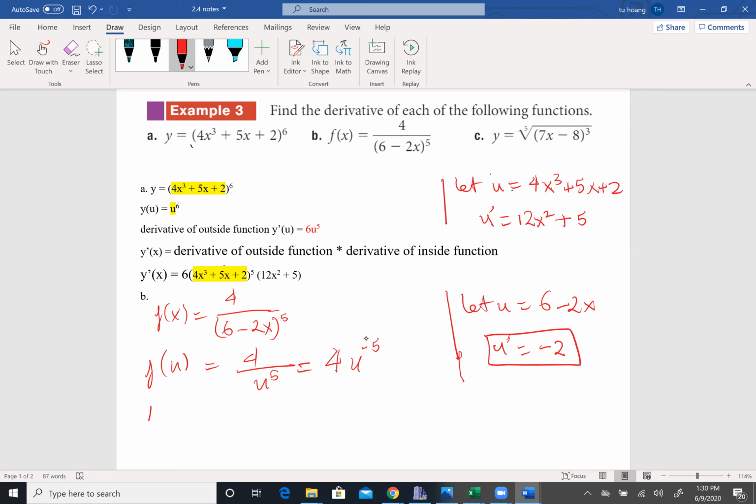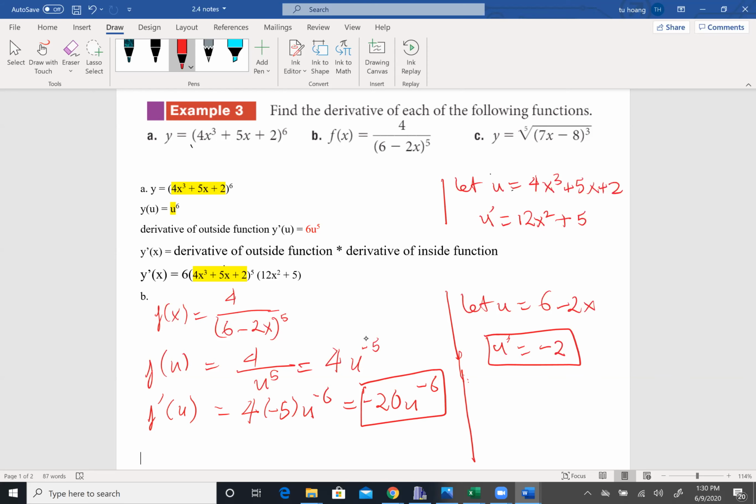So now I would like to take the derivative of the outside function. I'm going to have 4 times -5 times u to the power negative 6. And simplify, I'm going to have negative 20 times u to the power negative 6. And I would like to circle it.